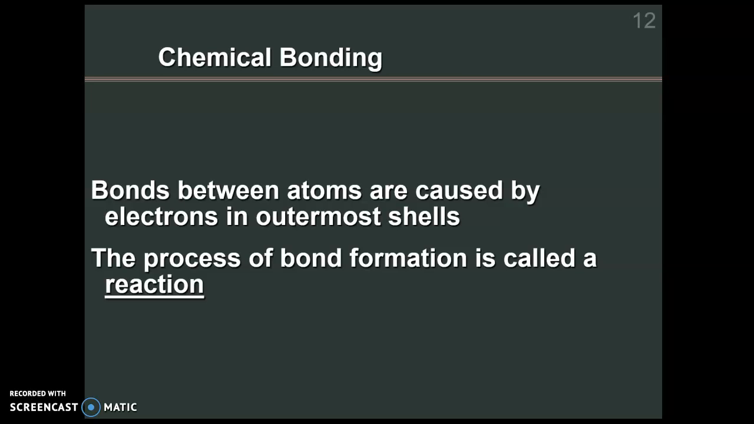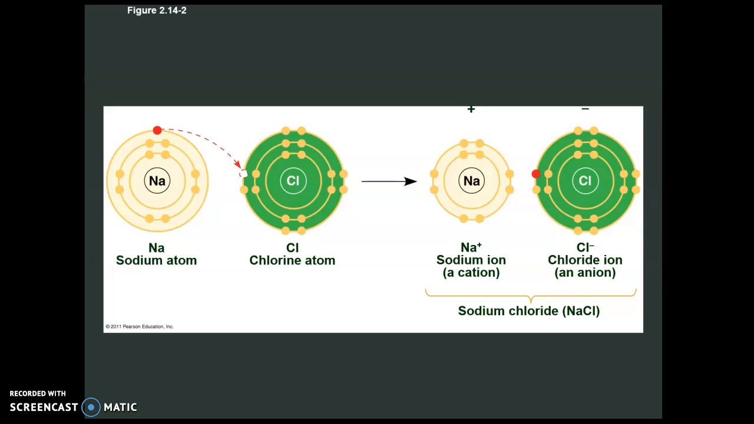To get those atoms to come together, we need to bond them. Bonds between atoms are caused by electrons in the outer shells. And the process of a bond formation is called a reaction. So we're going to talk about a few different types of bonds here. This one is the bonding of sodium and chlorine. This is called an ionic bond, where we make 2 different ions.